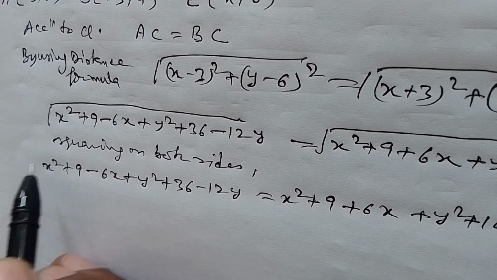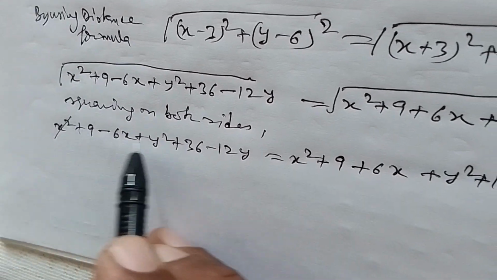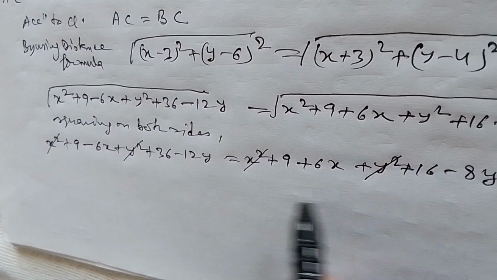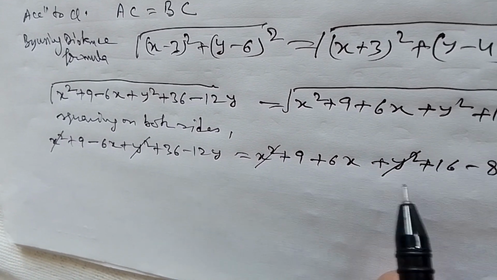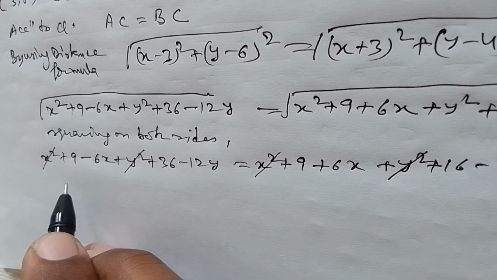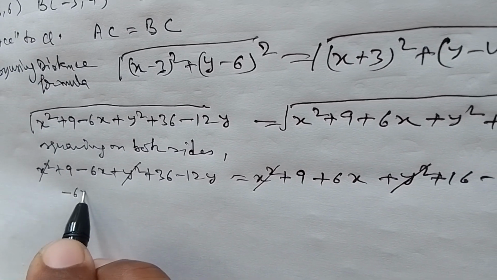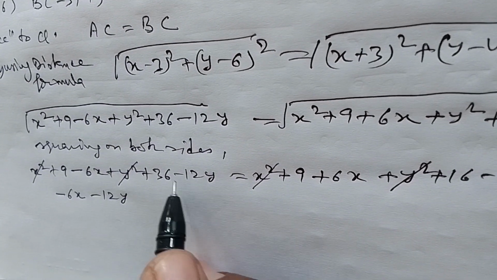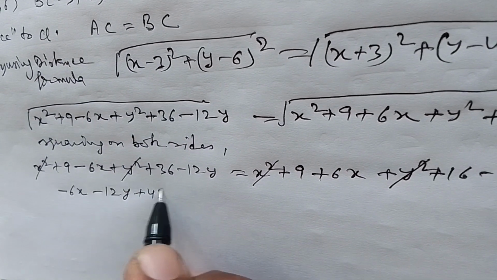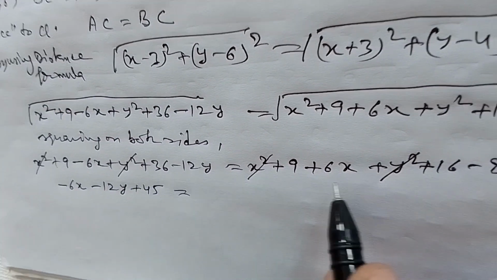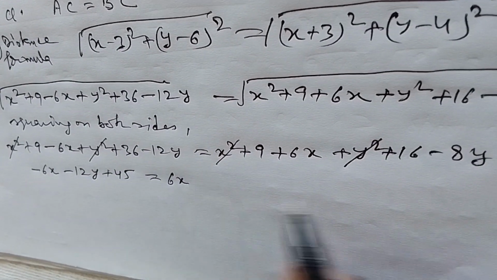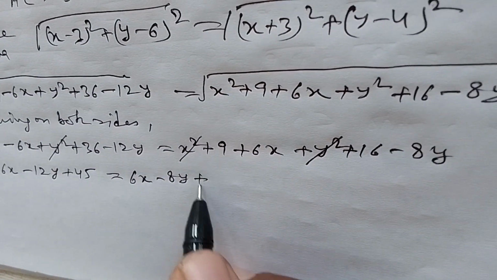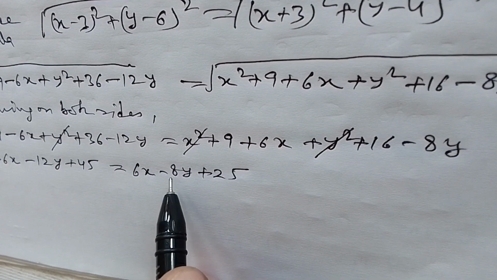Cancel the similar quantities which appear on both sides of the equation. x square and y square appear on both sides and they can be cancelled. So now we can write this equation as minus 6x minus 12y, then 36 plus 9 is 45, is equal to 6x minus 8y plus 25. Now we will carry these into one side.